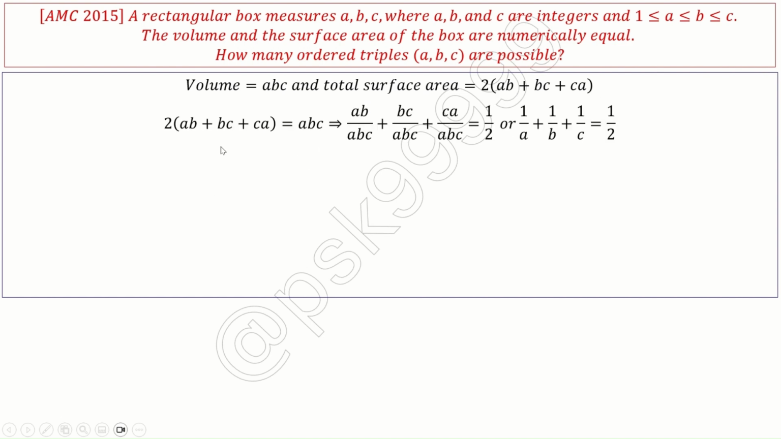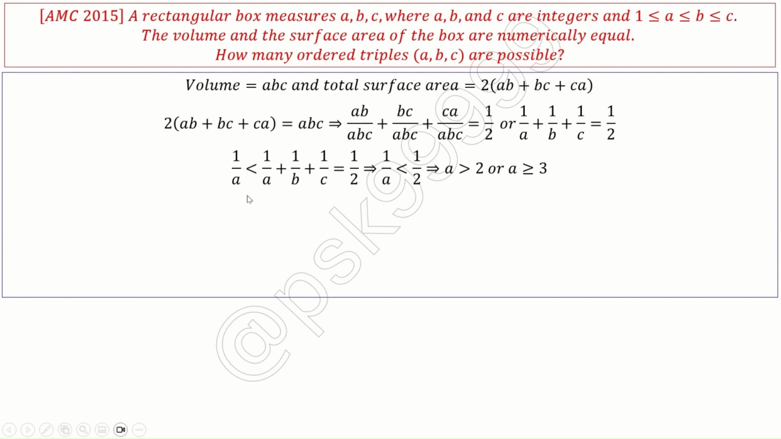Okay, now these two are equal, correct? Which means if I divide this, basically it will become AB by ABC plus BC by ABC plus CA by ABC equal to 1 by 2, or 1 by A plus 1 by B plus 1 by C equal to 1 by 2. Okay. Now from this expression, I should establish at least one of the variable, what is the maximum and minimum. Once I know this one, this is very simple problem, counting problem, right?